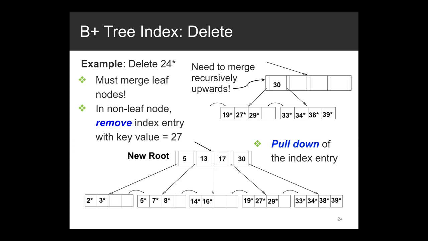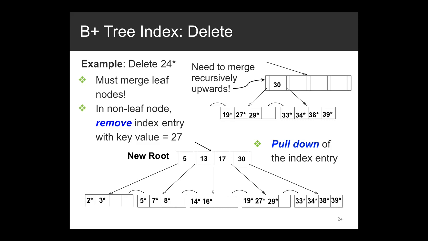The other pages are still the same. The pointers, left of 5 is still the same, right of 5 is still the same. All of these pointers are the same. The pointer to the left of 30 is now inserted here. The pointer to the right of 17 is consistent. So this is the new consistent valid B plus tree after the delete and the recursive merging.